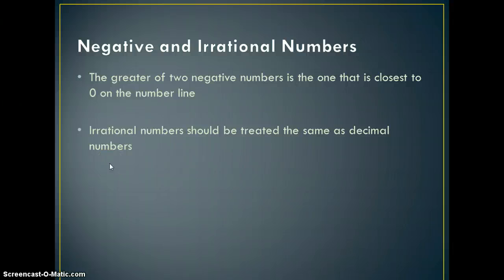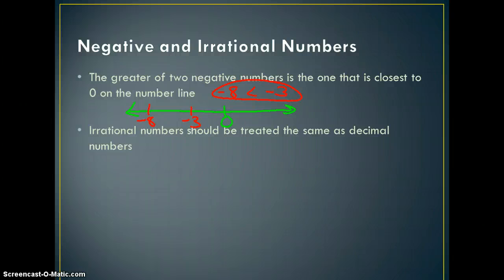Negative numbers throw in a little bit of a twist. Just remember the greater of two negative numbers is the one that is closest to 0 on the number line. So if this is my number line, and here's 0, I have the number -8 and the number -3. If I compared 8 and 3, 8 would be greater than 3, but these are negative numbers. -3 is closer to 0 than -8, so -8 is less than -3. Whichever number is closer to 0 is the greater value.